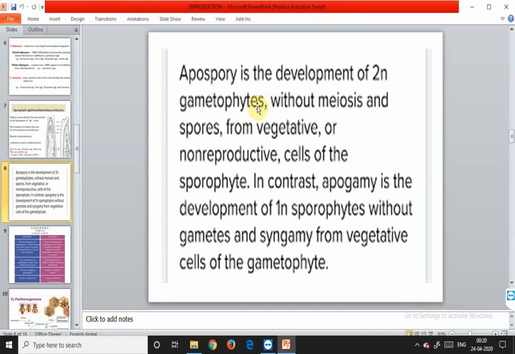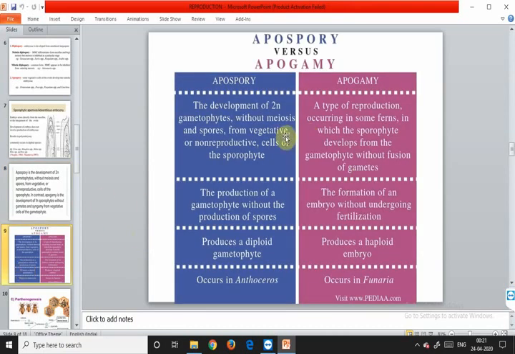Apospory is the development of 2n, that is diploid, gametophytes without meiosis and spores from vegetative or non-reproductive cells of the sporophyte. The vegetative or non-reproductive cells are all the cells except the megaspore mother cell. The megaspore mother cell is the only reproductive cell. In contrast, apogamy is the development of 1n, that is the haploid sporophyte. Apogamy is the reverse or opposite of apospory. In this, the development of haploid sporophytes occurs without gametes and syngamy from vegetative cells of the gametophyte. In this, gamete formation does not occur and syngamy occurs between vegetative cells, not the reproductive cells. This is the main difference between apospory and apogamy.